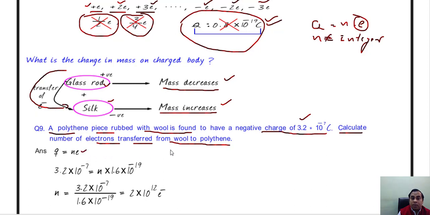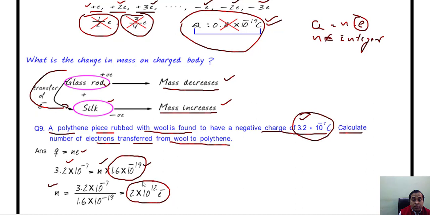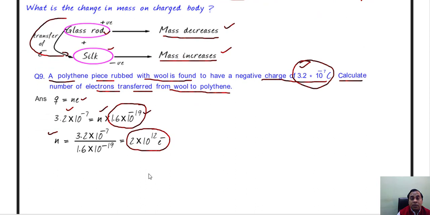So we follow the formula Q equal to Ne. How much charge has it developed? This much, 3.2 into 10 to the power minus 7. How many electrons are transferred? We are going to calculate. What is the electronic charge? It is a standard. We will not be given the value of electronic charge in the question. So it is 1.6 into 10 to the power minus 19. Find the value of N. Now N comes as a whole number, not a fraction. So these many electrons are to be transferred to generate this much coulomb charge. In case N does not come as a whole number, we cannot produce this much charge. So that's the main logic that we discussed earlier.